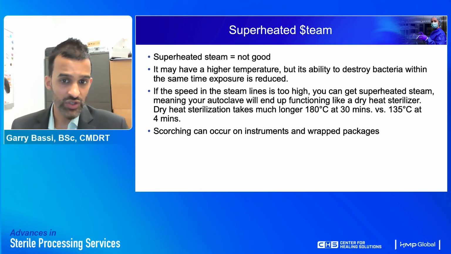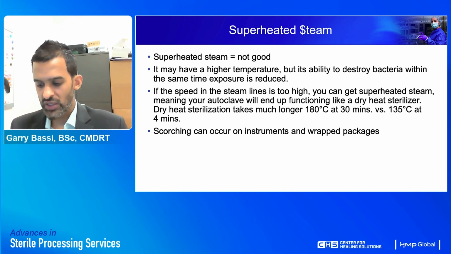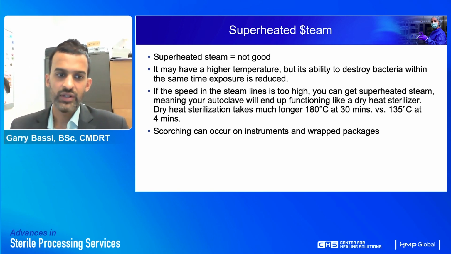Dry heat sterilization takes much longer. 180 degrees Celsius at 30 minutes will give you the same kill that 135 degrees Celsius at 4 minutes will give you. And that's because, as I showed you on the previous slide, the energy that superheated steam holds and the content of the steam itself in terms of the moisture.